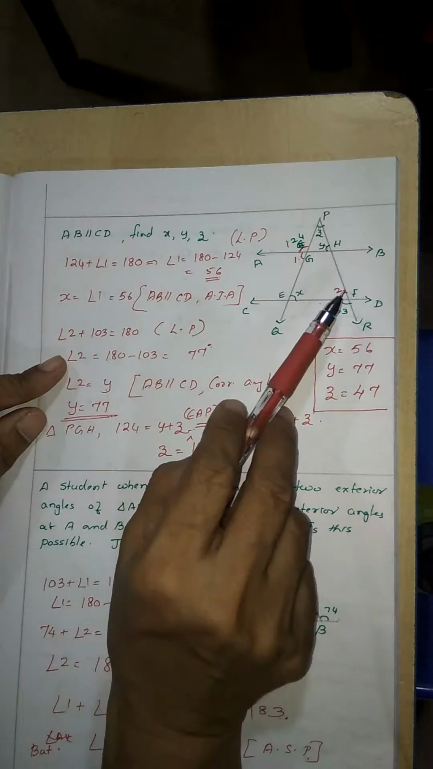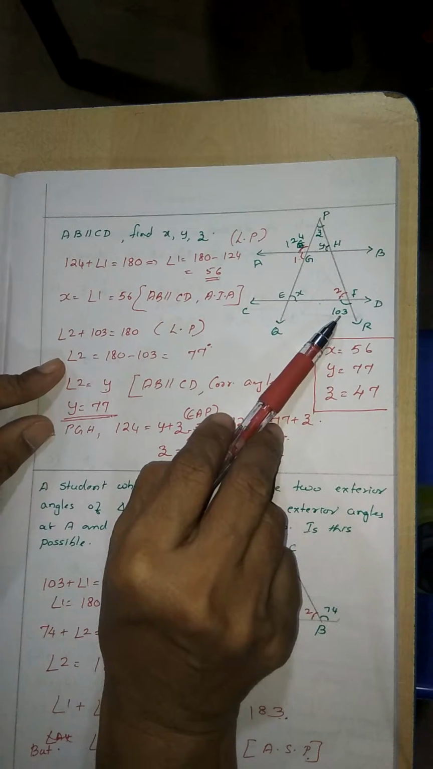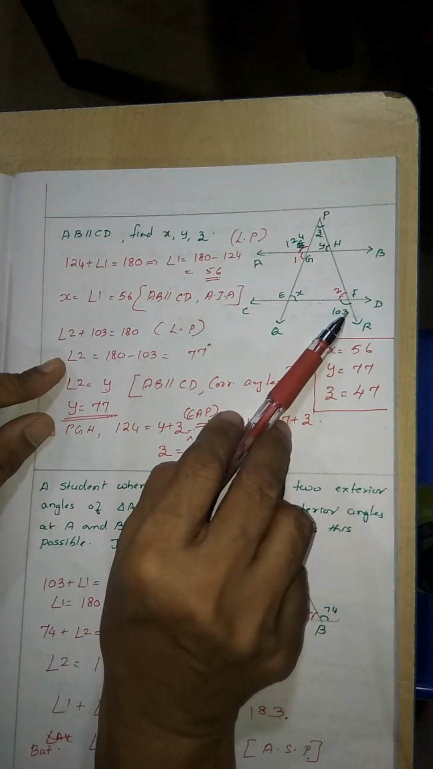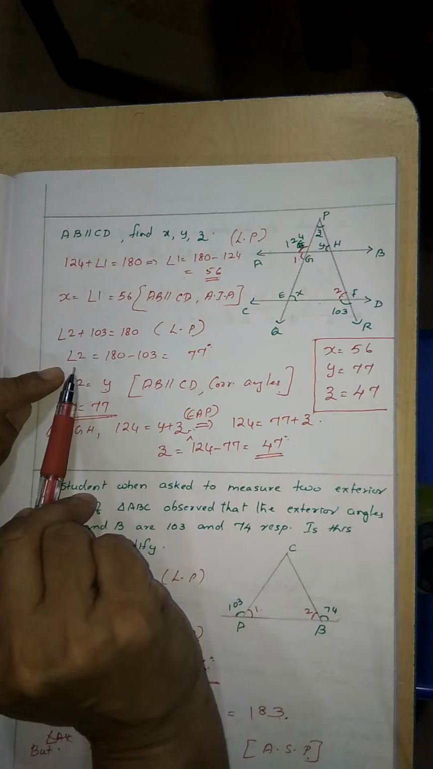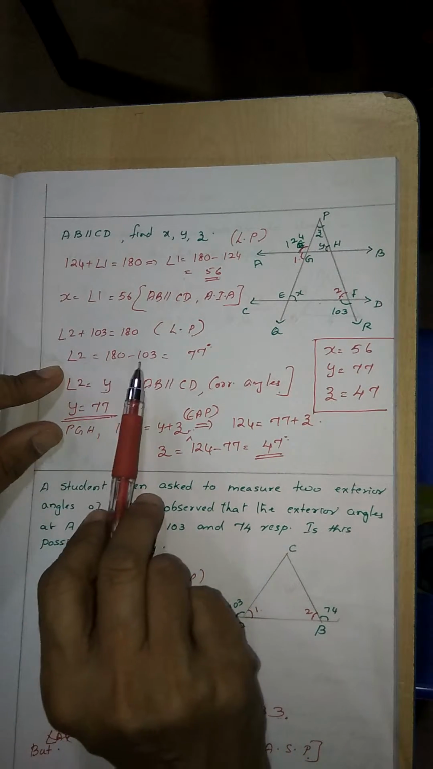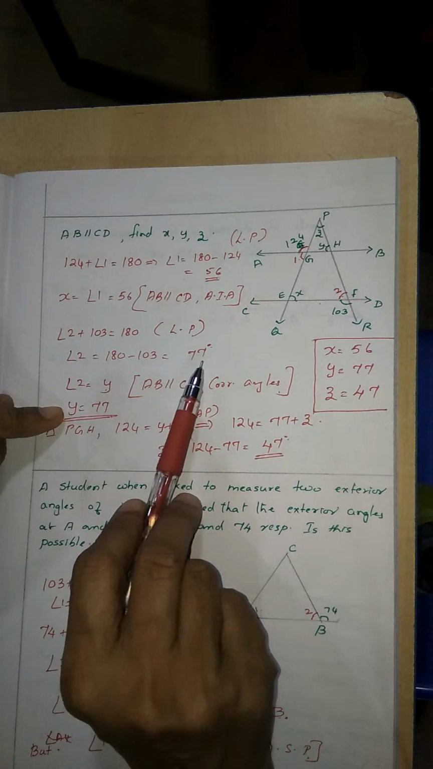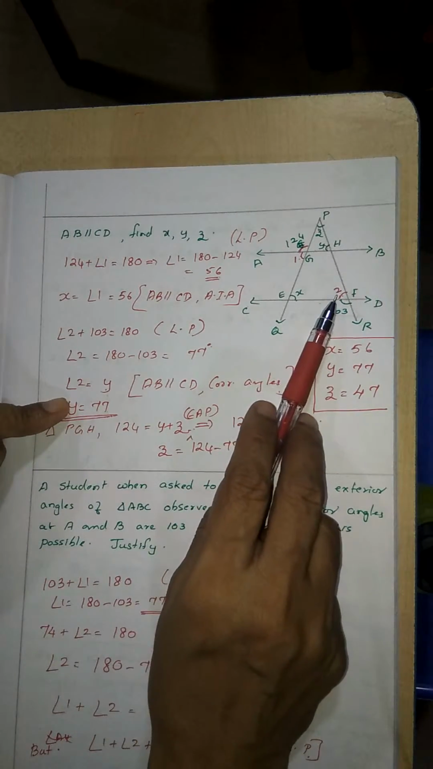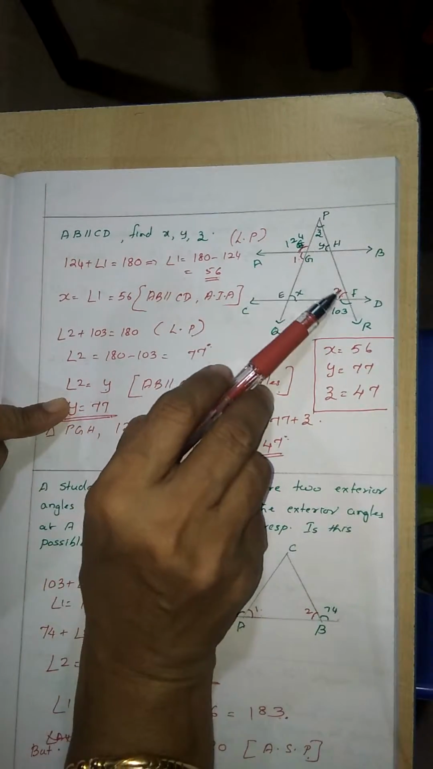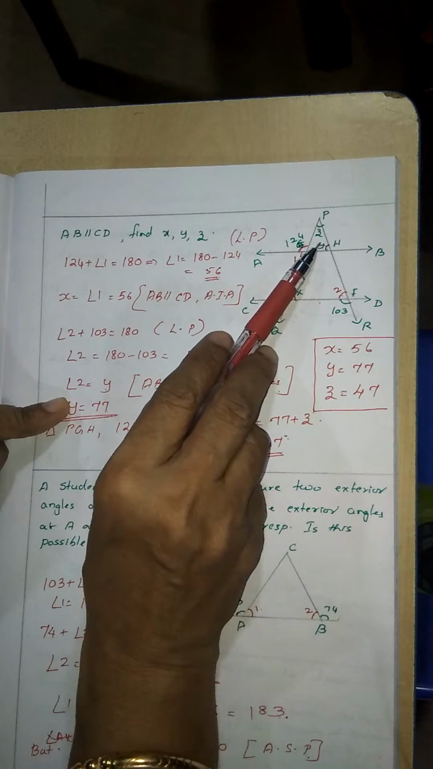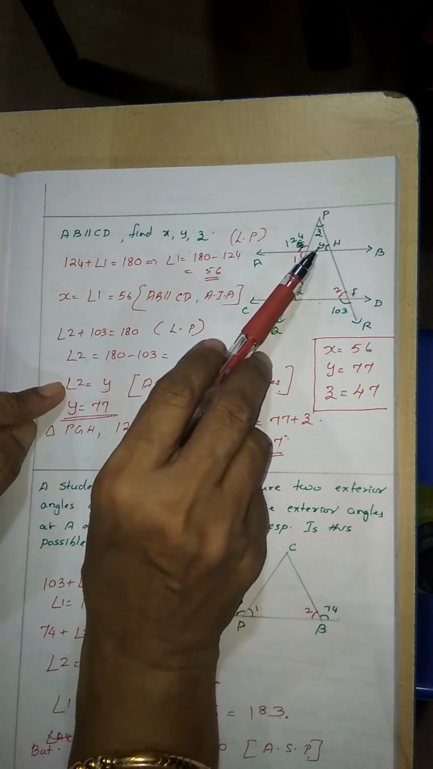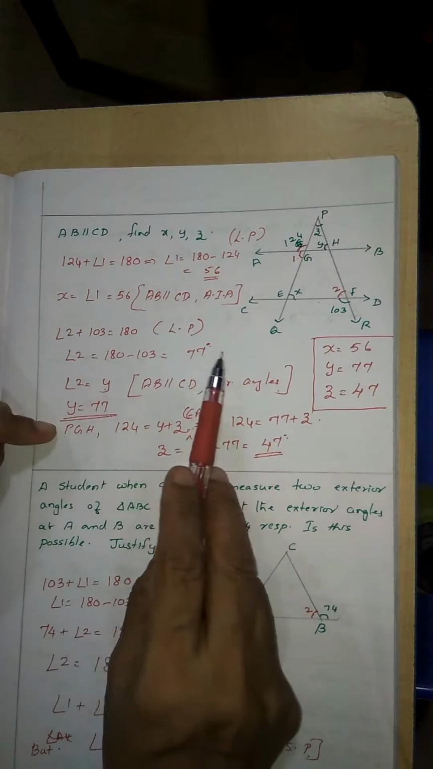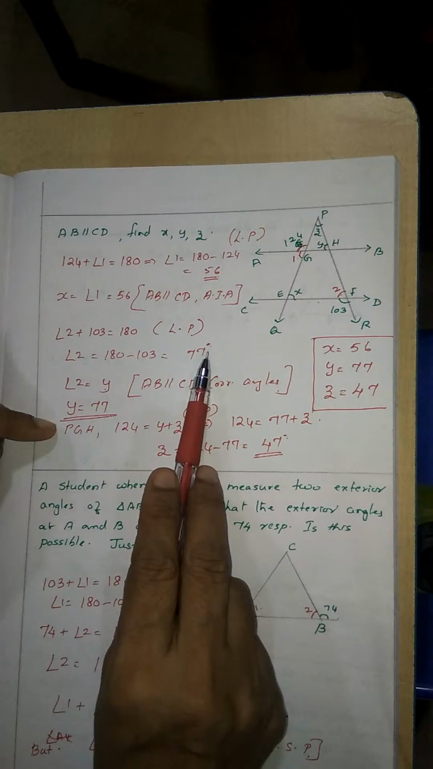Now angle 2 plus 103 is equal to 180 because these again form a linear pair. So from that, angle 2 is equal to 180 minus 103, equal to 77. So you have angle 2. Now 2 is equal to y because these form corresponding angles. So therefore y is equal to 77.